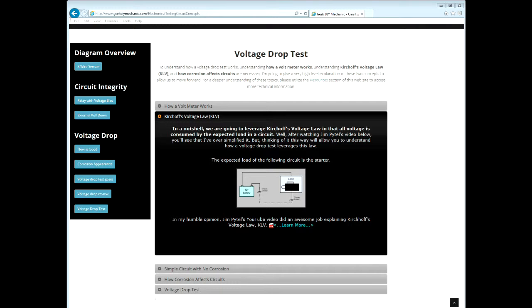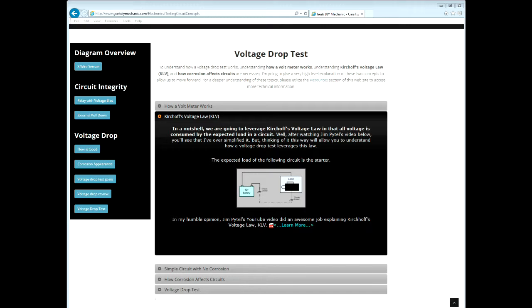But for our purposes, this law means that all the voltage will be used up by the expected load of a circuit. For example, if we are diagnosing the circuit providing high voltage to the starter, the starter would be considered the expected load of that circuit, as illustrated in this little diagram here. Of course, it is possible for a circuit to have multiple loads in it, for example, interior lighting. But for this discussion, let's keep it simple and just imagine a circuit having one primary load, a starter in this case.